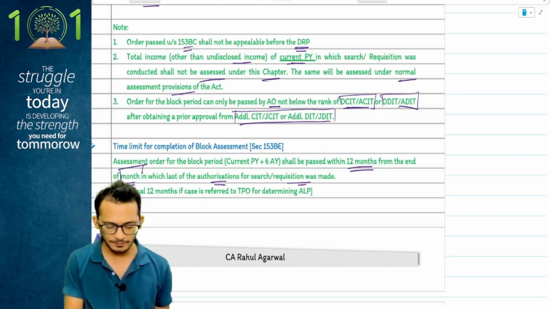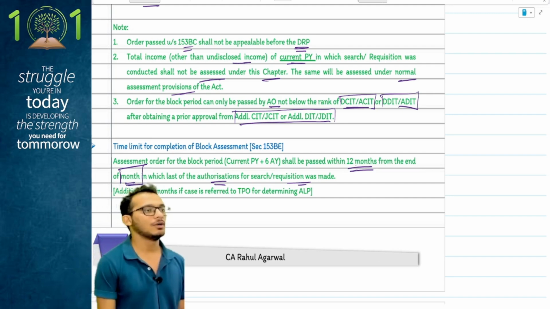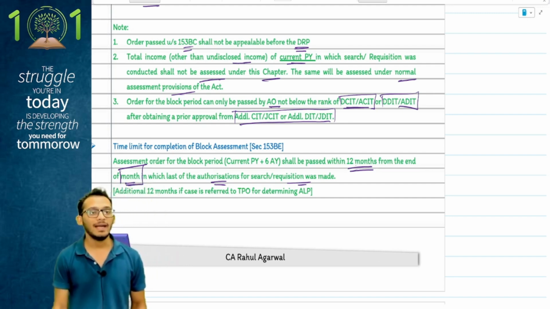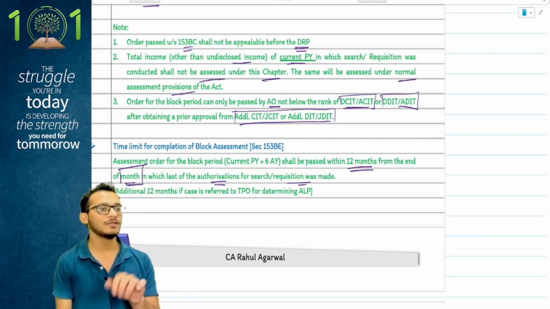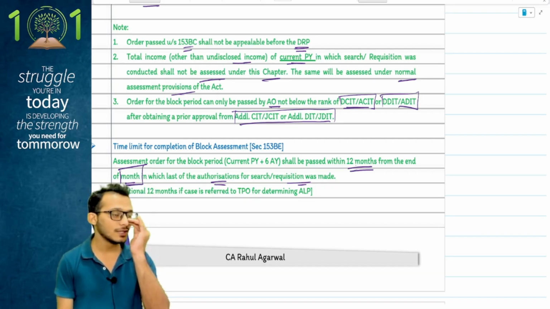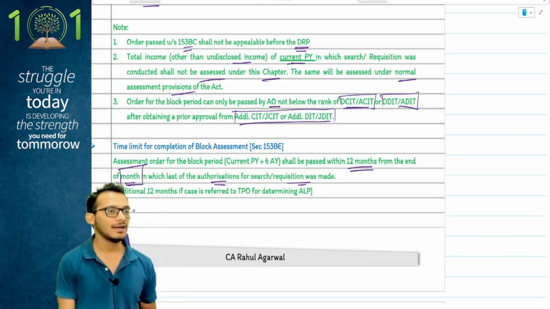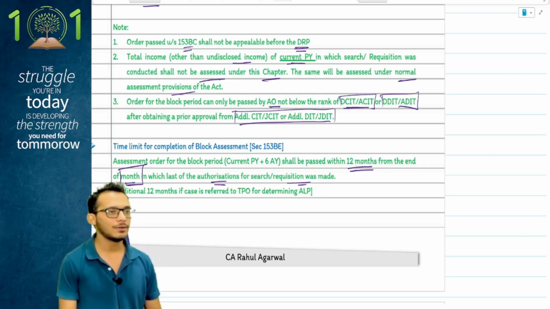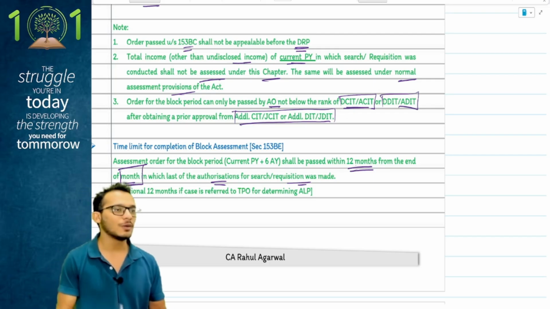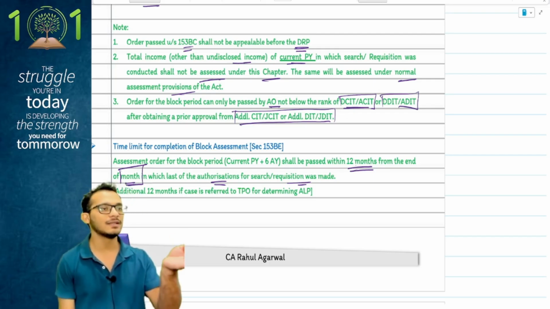Understand, here it is month. Normally we saw it as end of the year. For 148 also it was end of the year. For original it was end of the assessment year. Here it is end of the month. And again, if it's a TP case, you'll get additional 12 months. Yes. So standardly it is 12 everywhere, people. It is 12 everywhere, just that the period changes.